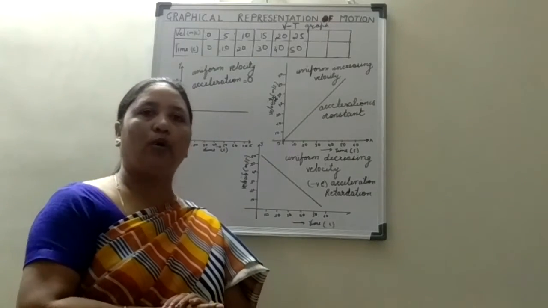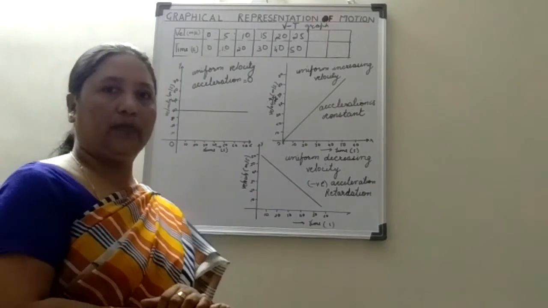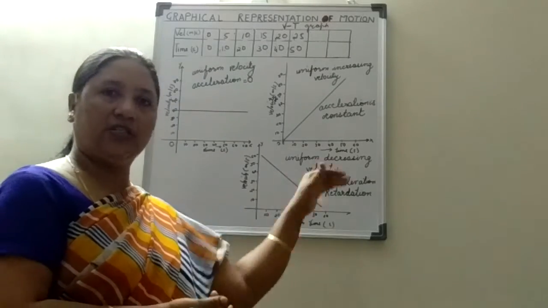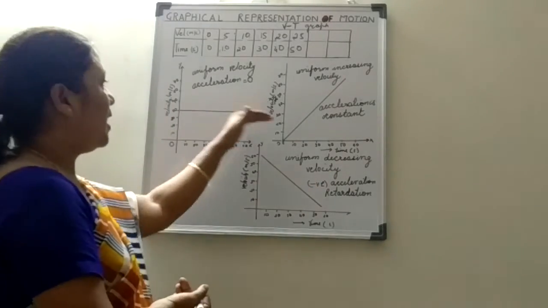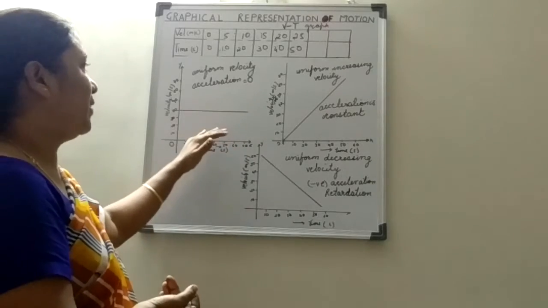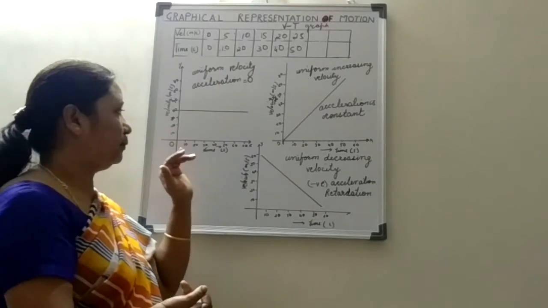Now in most of the books you will find the word deceleration also. In place of negative acceleration and retardation, they use deceleration also. So these are the three types of graph which we get from the velocity time graph.